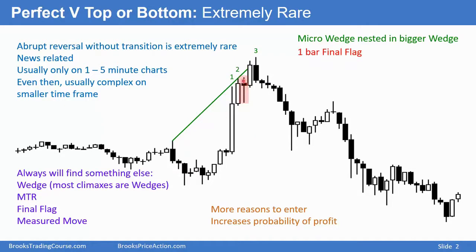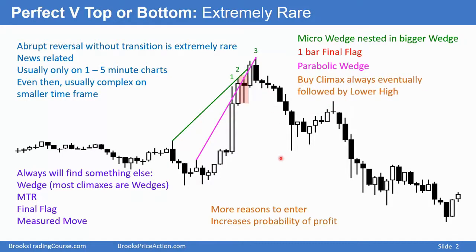A bear inside bar after a buy climax. A buy climax, you expect at least a small second leg up. This pause could be a 1-bar final flag leading to a reversal down, which it was. Parabolic wedge, 1, 2, 3. We got a climactic reversal, but eventually there's always going to be a lower high. If that lower high retraces a third or more of the initial leg down, then that lower high is a lower high major trend reversal.